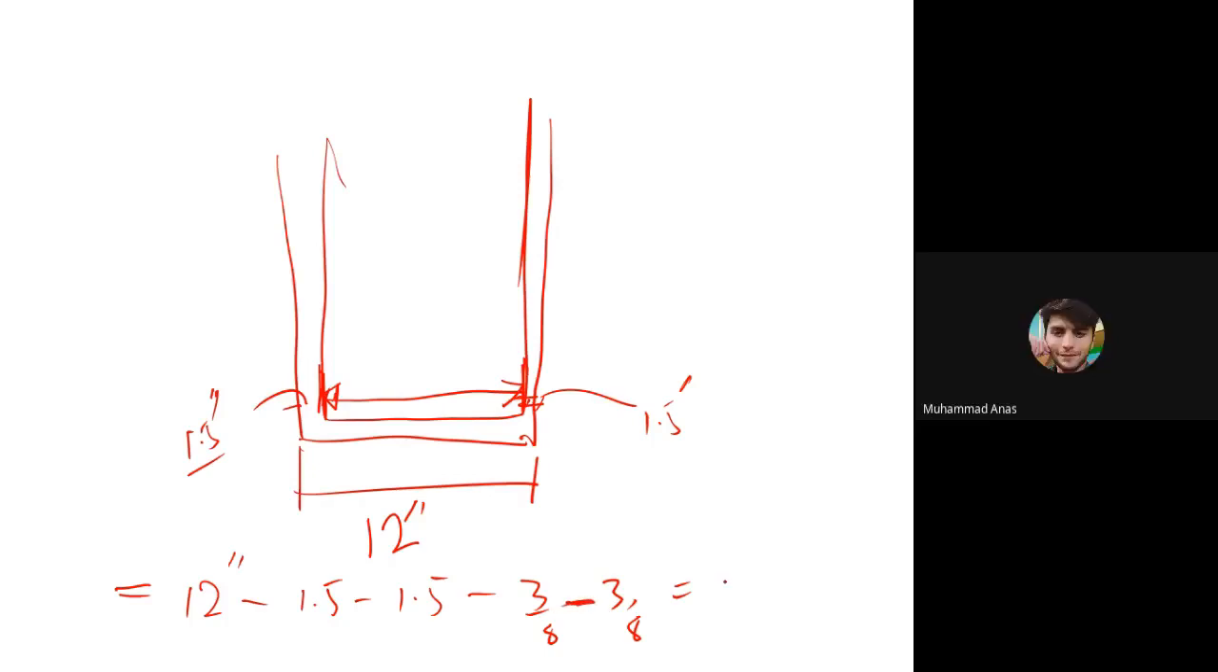8.25 inches. 3/8 inch is the diameter of the stirrup that must be placed inside every beam, on both sides because it is in U shape. So we subtract 3/8 from both sides, because the bars must start inside the stirrup, here and here.